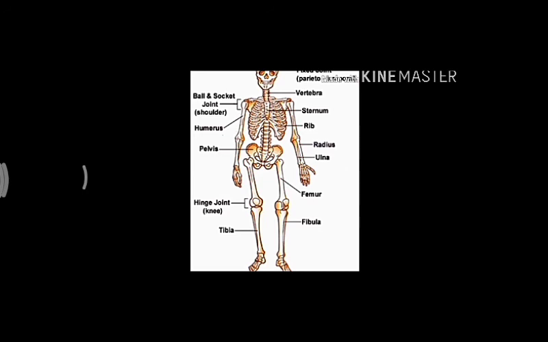Ball and socket joint. These are the different types of joints. It is a type of joint in which one end of a bone is shaped like a ball and the second end of bone has a cup like hollow portion called socket in which the ball shaped bone fits.